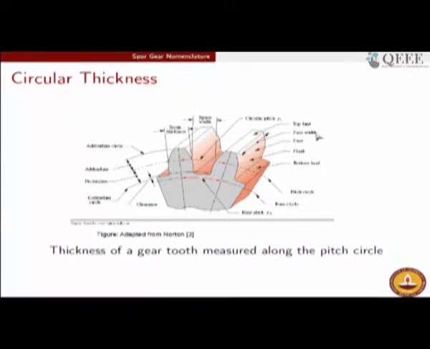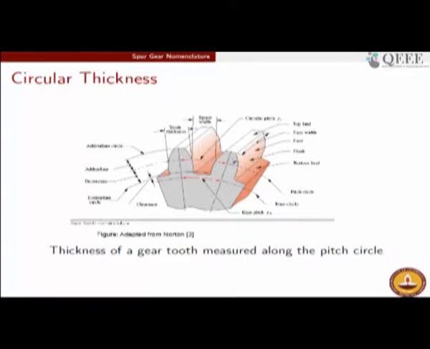Okay, coming to the next terminology, circular thickness. Circular thickness is the thickness of the gear tooth measured along the pitch circle. You may see that at the addendum region the tooth thickness is smaller, whereas at the dedendum the tooth thickness is wider. So, when we wish to refer to the thickness of the tooth, we cannot quote a single value, because the thickness of the tooth is changing as one goes from dedendum to addendum. It is decreasing as it goes from dedendum to addendum.